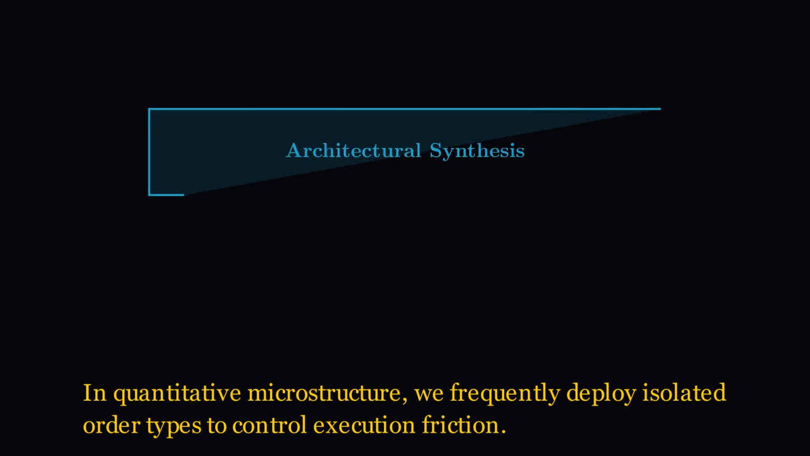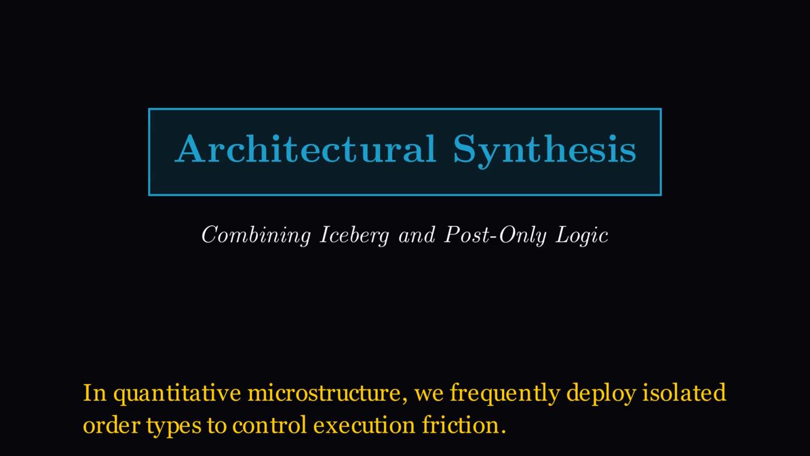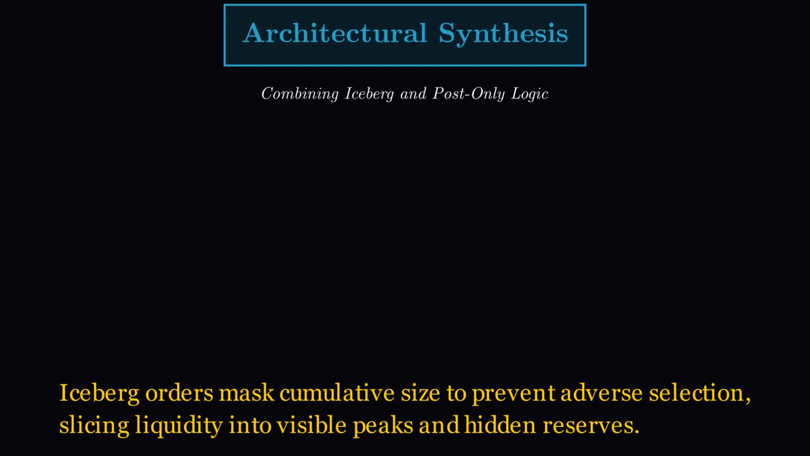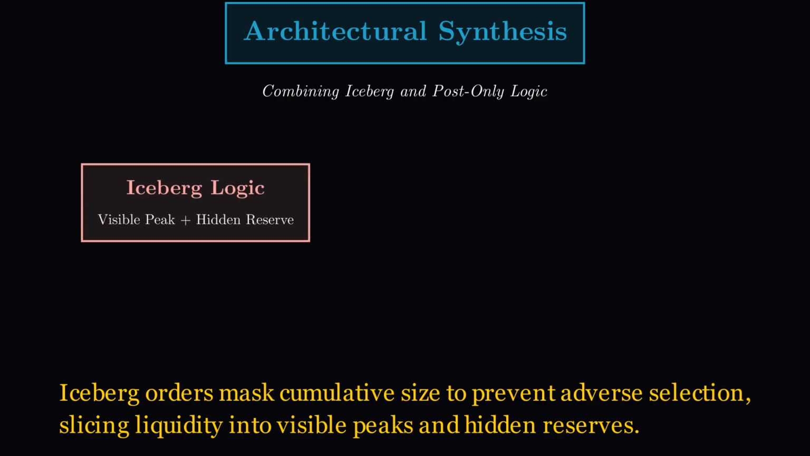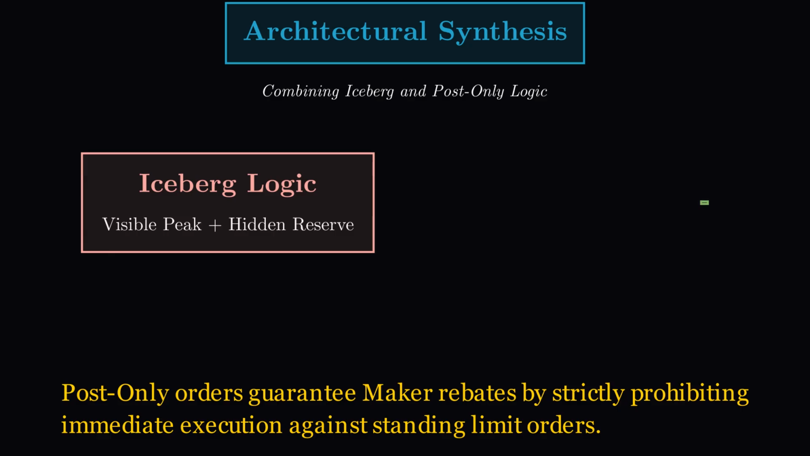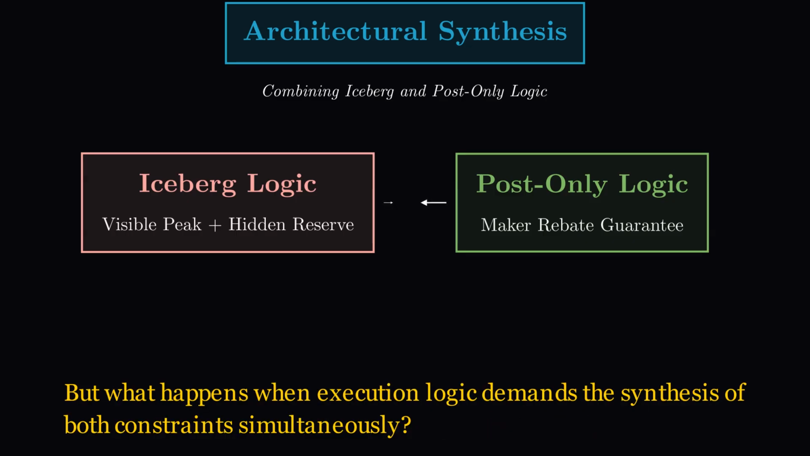In quantitative microstructure, we frequently deploy isolated order types to control execution friction. Iceberg orders mask cumulative size to prevent adverse selection, slicing liquidity into visible peaks and hidden reserves. Post-only orders guarantee maker rebates by strictly prohibiting immediate execution against standing limit orders. But what happens when execution logic demands the synthesis of both constraints simultaneously?